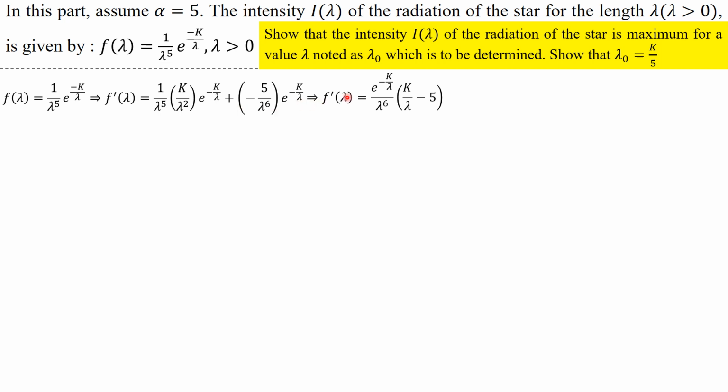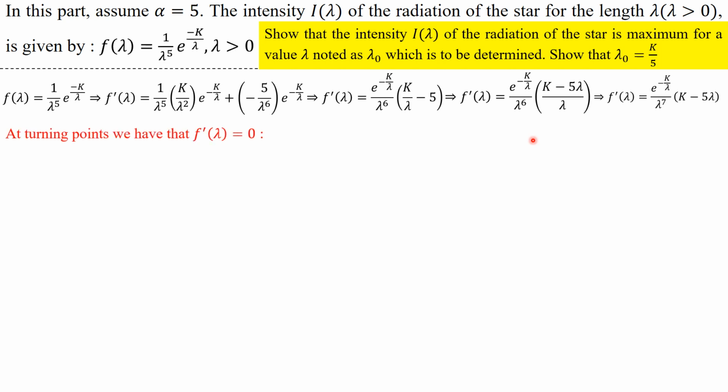Now we can factor out e raised to the power negative k over lambda from both terms. Factoring it out in the first term, we are just left with k over lambda, because the denominator is lambda to the power 7, so we are removing lambda to the power 6. Factoring out from the second term, we just get negative 5. So we can look for the LCM of k divided by lambda minus 5. We multiply the denominators, and we get our first derivative of f with respect to lambda to be e raised to the power negative k over lambda divided by lambda to the power 7 times k minus 5 lambda. Okay, so we know that at turning points the derivative is equal to 0.